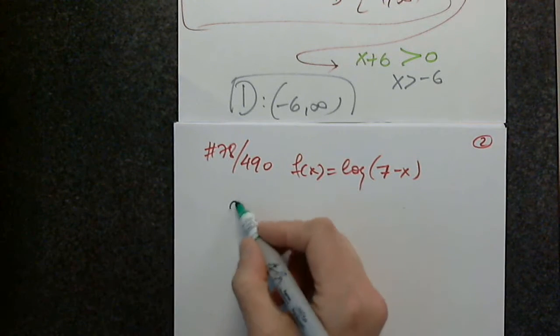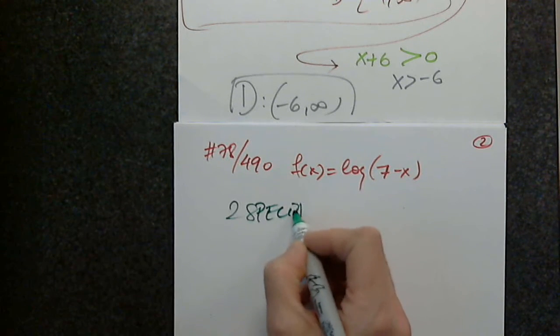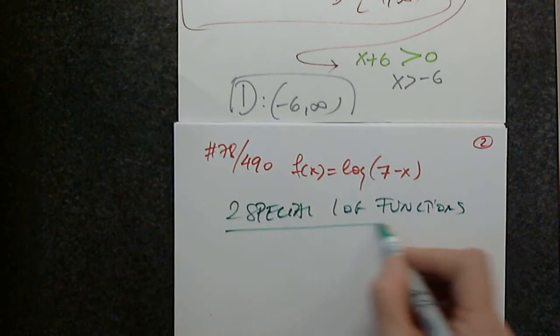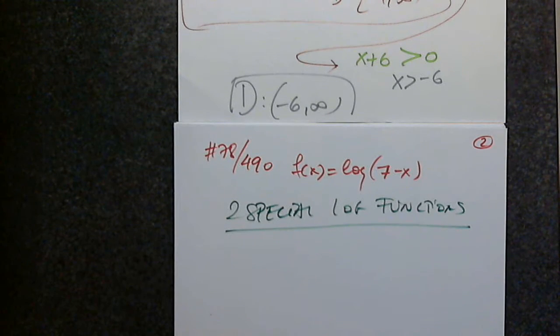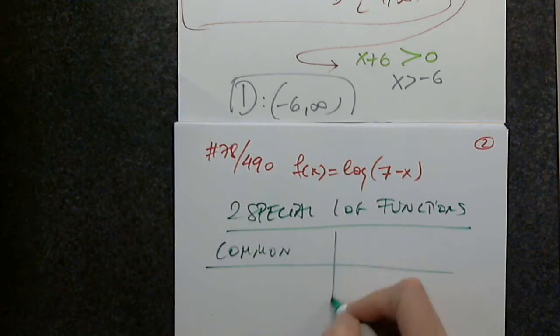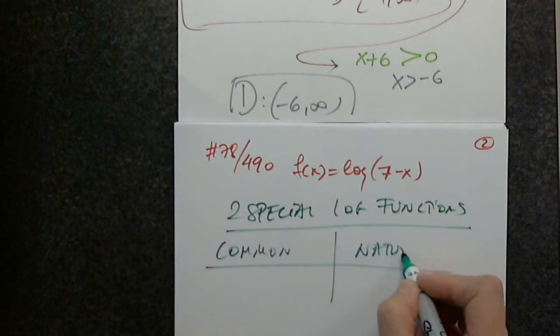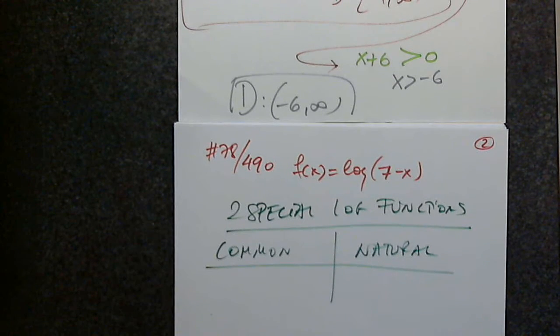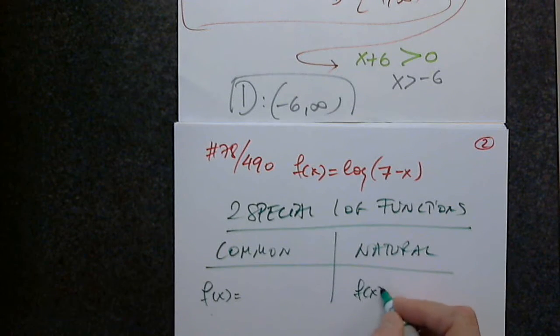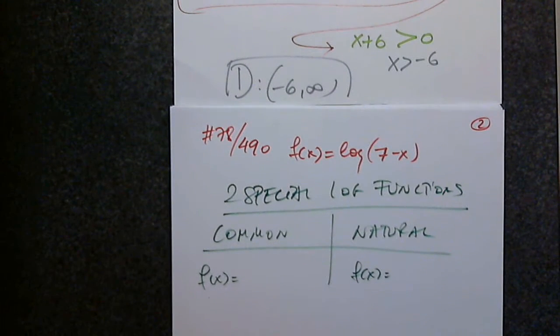Before we determine the domain of this function, I want to add a piece of knowledge here. Of course, we have two special log functions, like we had two special exponential functions. One is the common log function, and the other one is the natural. Do we have any idea of how the common log function would look? What is the expression?